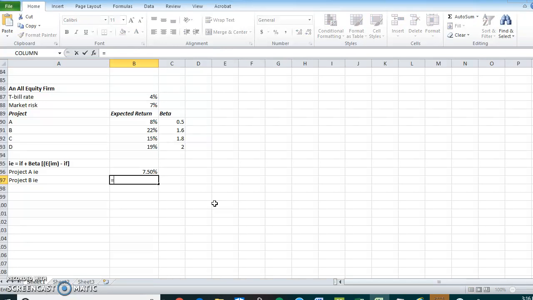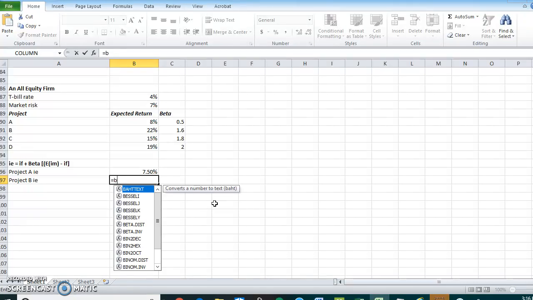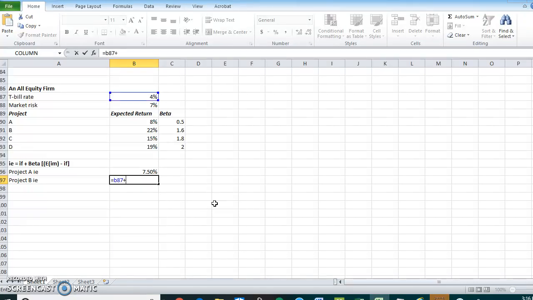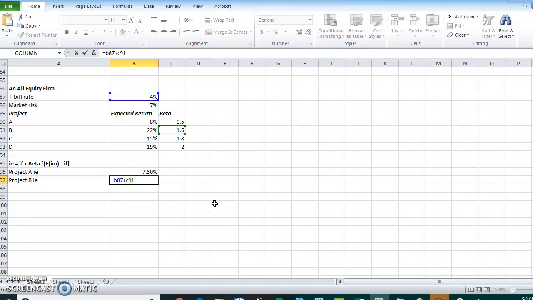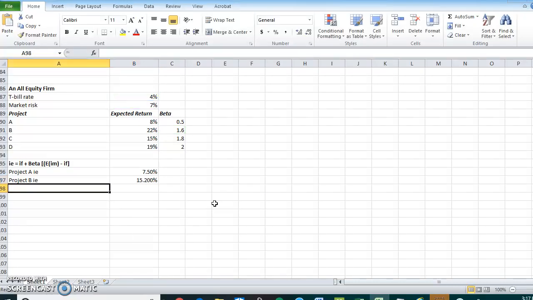Project B equals. Same thing, our T-bill rate or our risk-free rate is B87 plus the beta, and the beta for project B is C91, otherwise known as 1.6, times our market risk, which is B88. Hit enter, and we get 15.200. I'm not sure why it set itself to do this, but we can get rid of that extra zero with no problem.